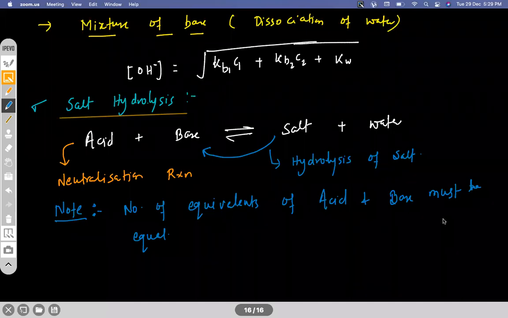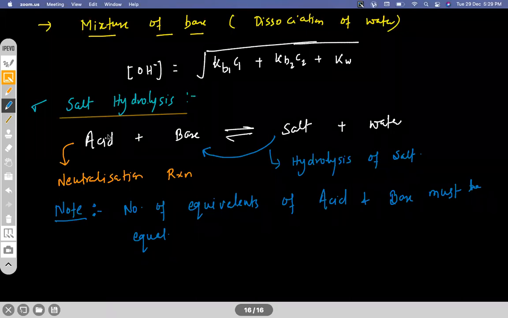Whenever you get this question, I'll tell you one thing here. Suppose you have acid and base. Previously we were discussing acid-base only, acid when mixed with base. Everywhere we have an acid-base reaction, but the concept is different and the terms are also different. Here we are using salt hydrolysis. So you must understand when you are going to use the acid-base mixture pH formula, or when you are going to use the salt hydrolysis formula.